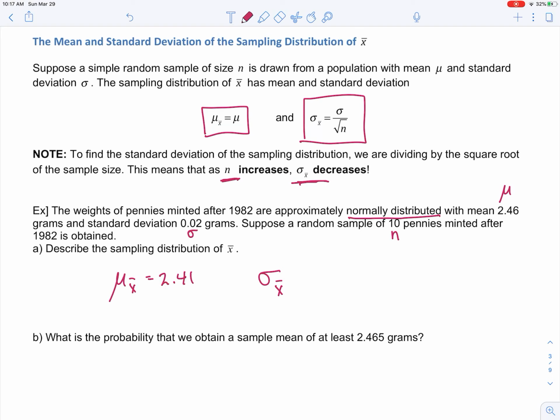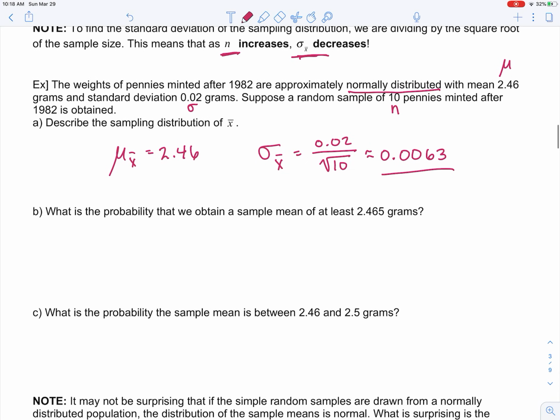The mean of the sample means will be equal to the population mean, which is 2.46. That was given. The standard deviation of the sample means will be the population standard deviation divided by the square root of the sample size. So let's go ahead and put that in a calculator. That's about 0.0063. So notice how much smaller the standard deviation becomes once you're considering a sample of size 10. What is the probability that we obtain a sample mean of at least 2.465 grams?